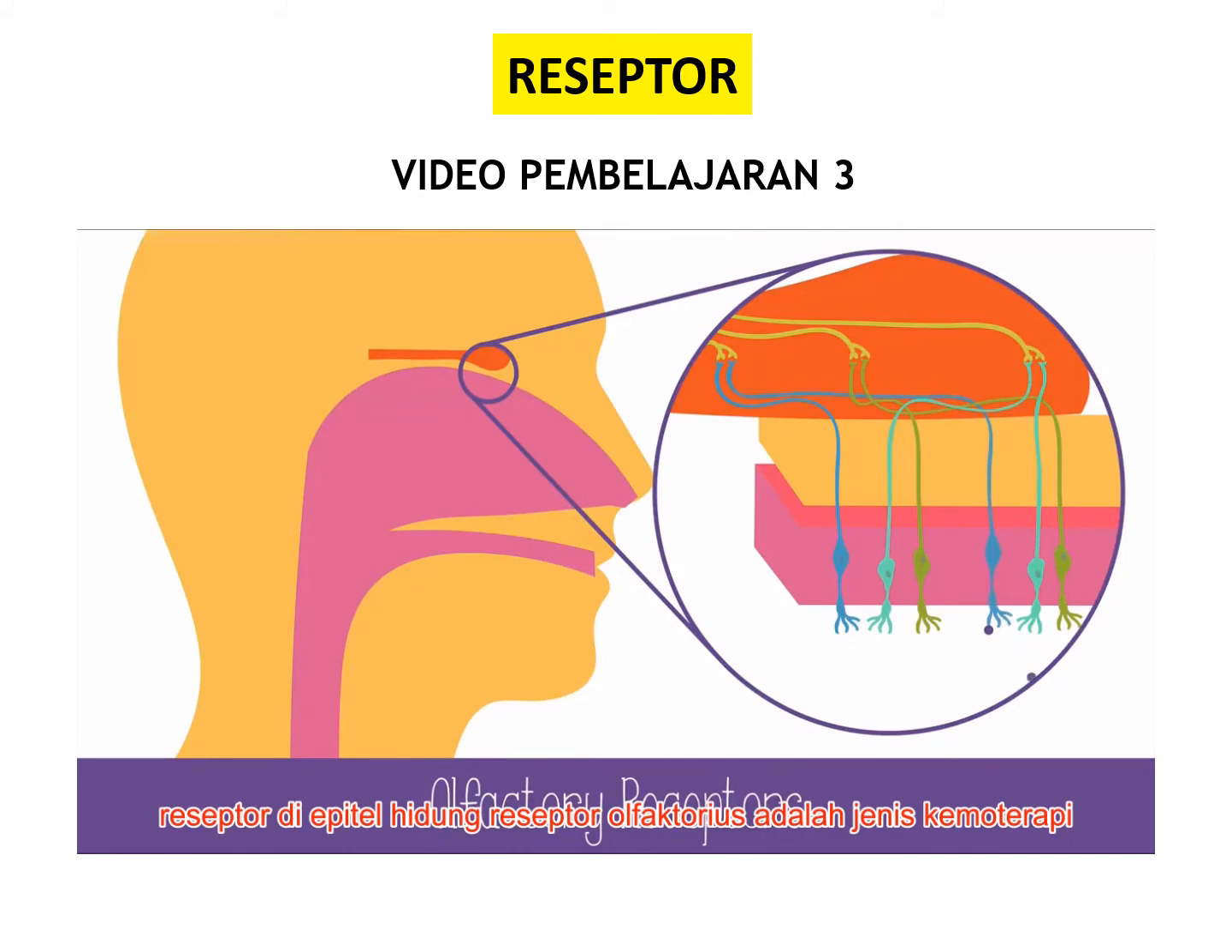The olfactory receptor is a type of chemoreceptor because it's activated by specific chemicals or groups of chemicals. The vanilla olfactory receptor is specific to just the vanilla molecule.